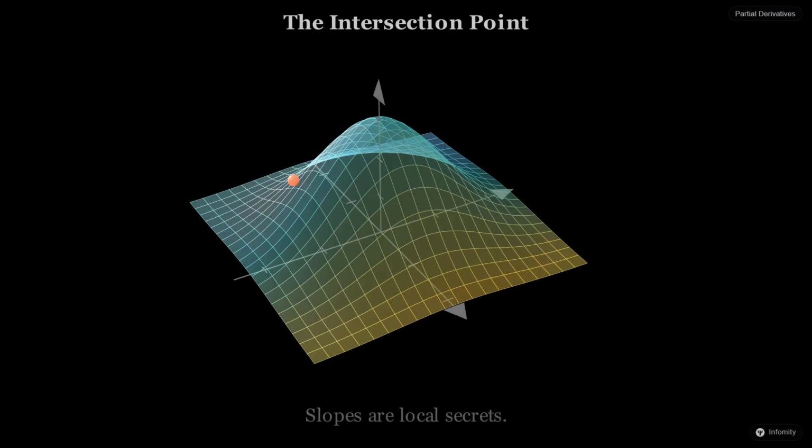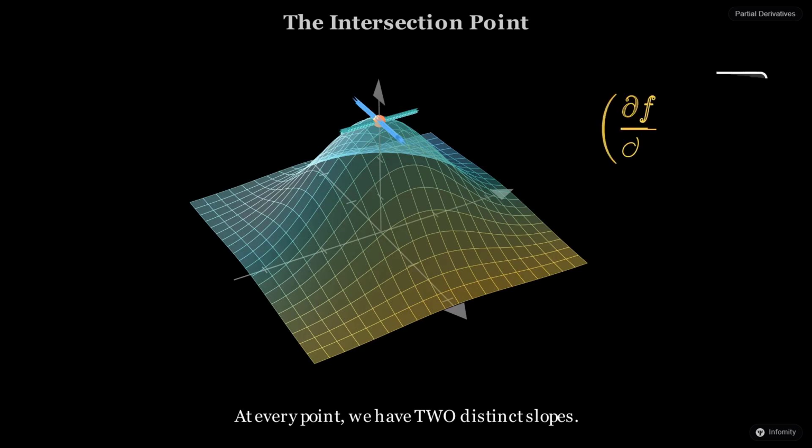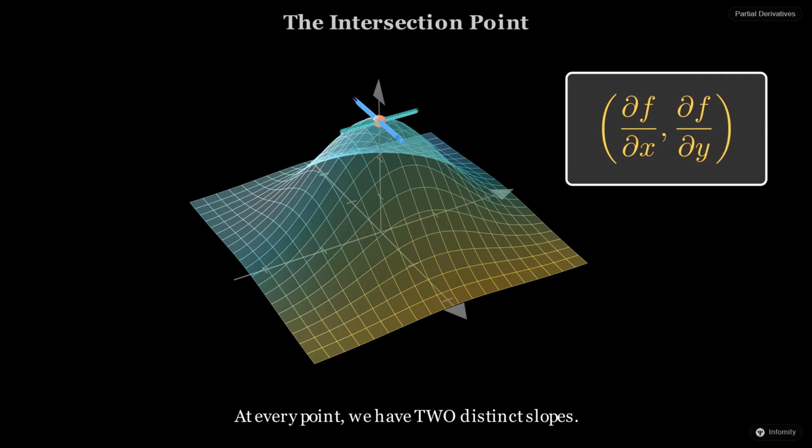Remember that these slopes are local. Just because the mountain is flat where you are standing doesn't mean it stays flat a mile away. As our hiker moves across the terrain, both the east-west slope and the north-south slope are constantly updating. At any single point, we have two distinct numbers that describe the ground beneath us. These two numbers are the building blocks for understanding the entire geometry of the surface.